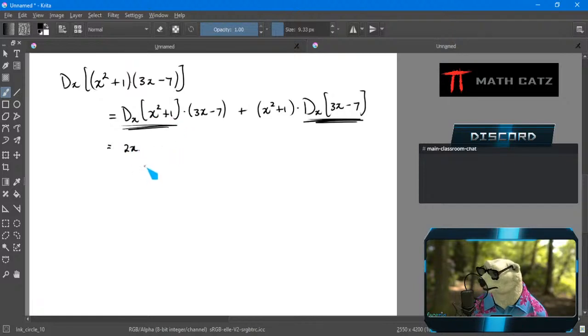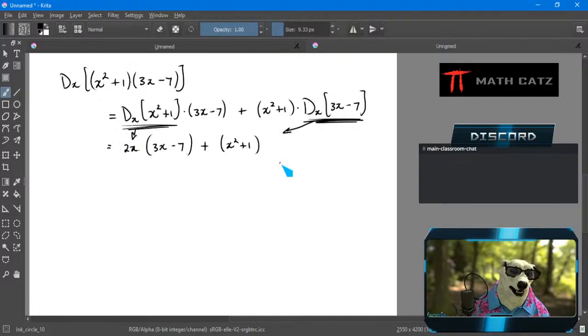So it's 2x. The 3x minus 7 comes down, waiting for me to resolve the derivatives that I still have. The x squared plus 1 waits for me to do what I need to do, which is find the derivative of 3x minus 7. In finding the derivative of 3x minus 7, so that's this one here, and that's this one there, that's next.